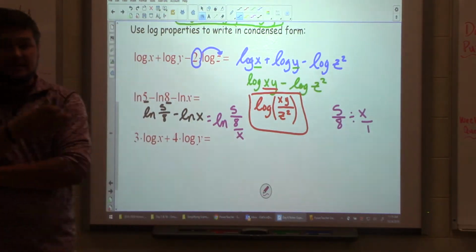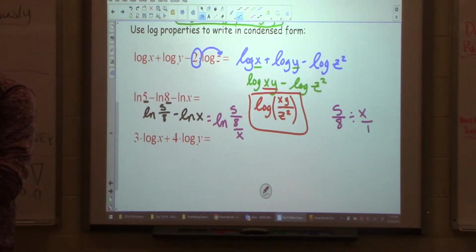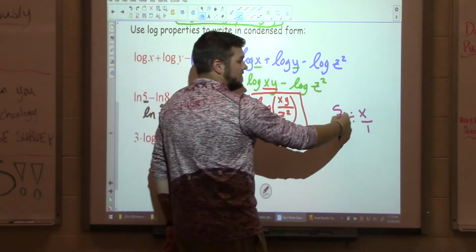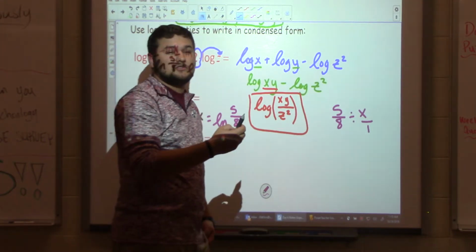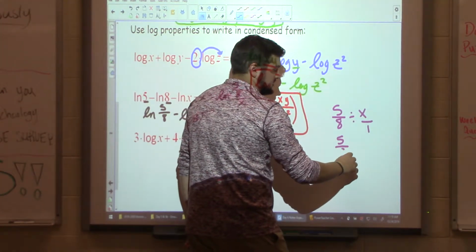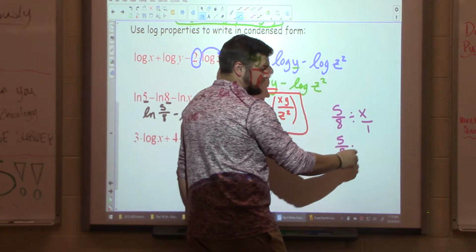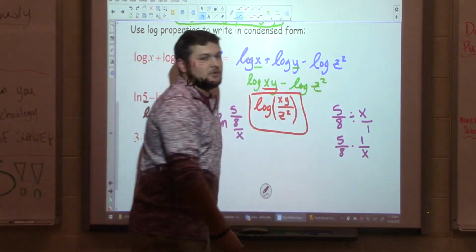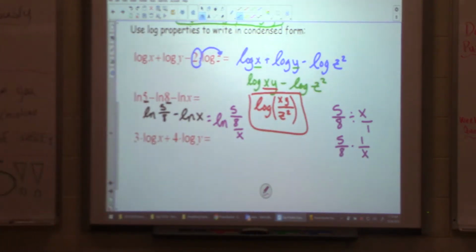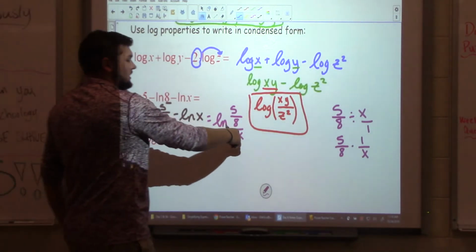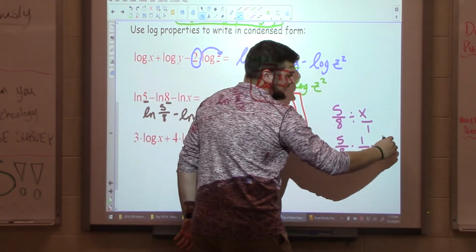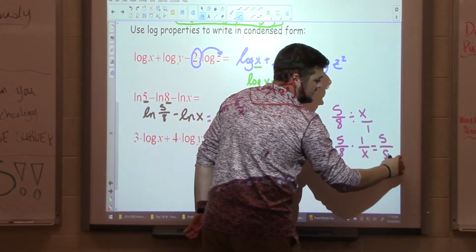You guys remember doing keep, change, flip? No? You never heard it like that? What about multiplying by the reciprocal? Yeah, right? When we're dividing fractions, we're going to multiply by the reciprocal. We call it keep, change, flip because you keep the first fraction, you change division to multiplication, and you flip the second fraction. So in other words, we are multiplying by the reciprocal. So instead of dividing this by x, I'm going to multiply by 1 over x, which 5 times 1 is 5. 8 times x is 8x.